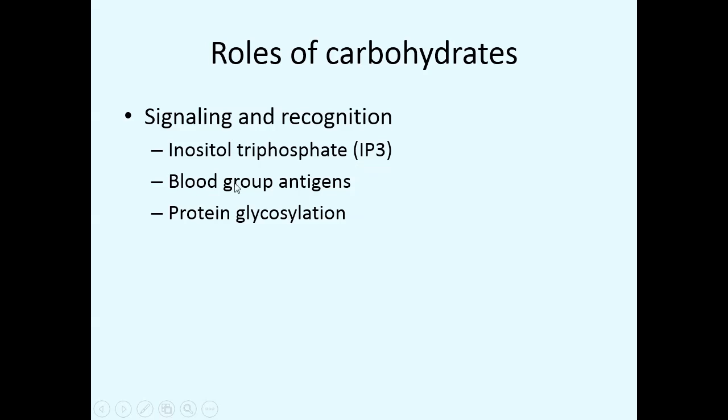ABO blood groups are different from each other because of the different carbohydrate part present in them. Blood group antigens are present on the RBC membrane and are important for blood group compatibility during transfusion.